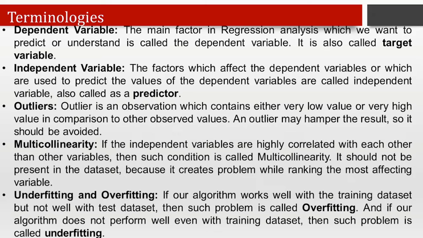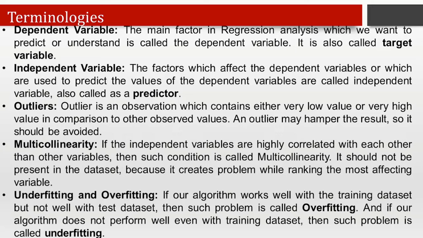First one is dependent variable. The main factor in regression analysis which we want to predict or to understand is called the dependent variable. It is also called the target variable. Independent variable: the factors which affect the dependent variable, or which are used to predict the values of the dependent variable, are called independent variables, also called predictors.